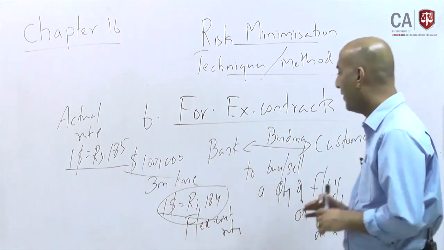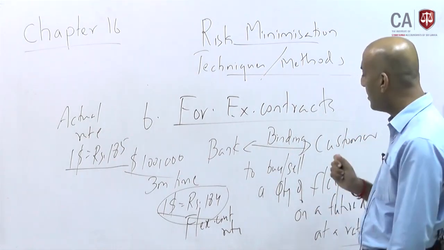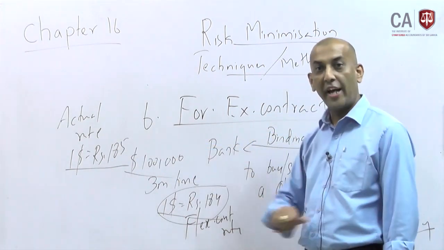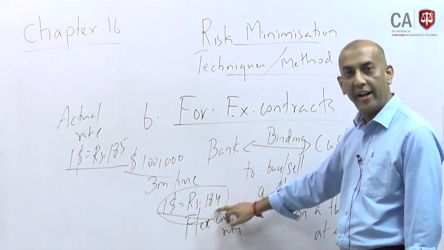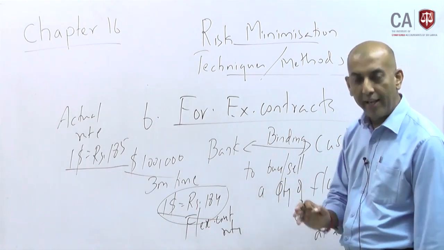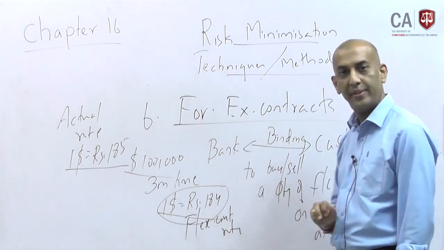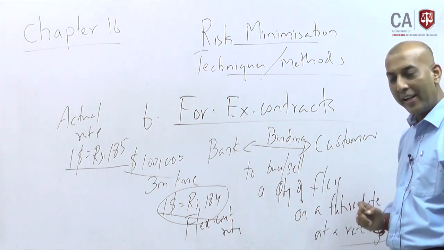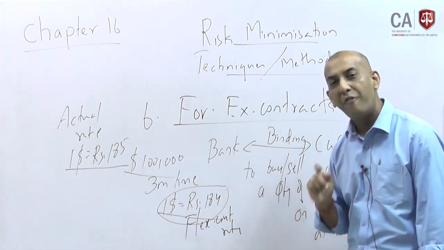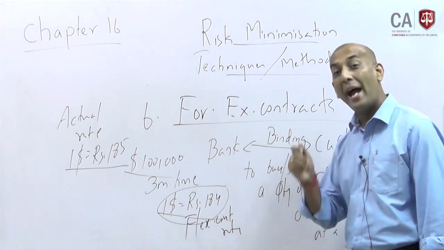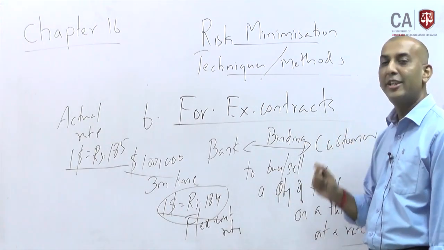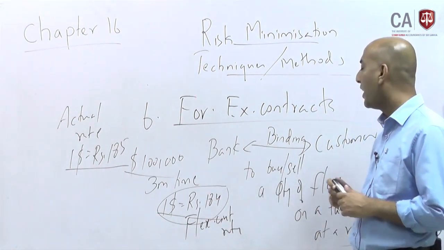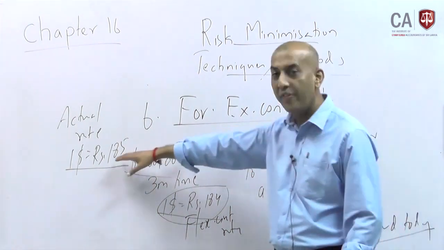Now please tell me, what is the rate at which, as a customer, you will buy dollars from the bank? 184 or 185? Actual rate is 185, contracted rate is 184. You have to buy dollars at 184. This is called a binding contract. As a customer, you have to buy at 184. The bank is supposed to sell at 184. The bank cannot say, no, I can't sell it at 184 because the market rate is 185.